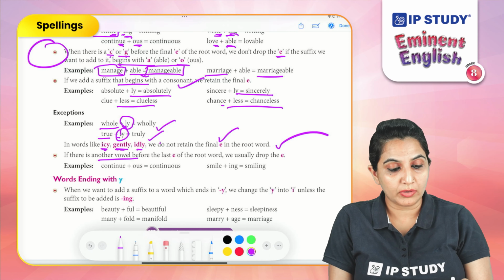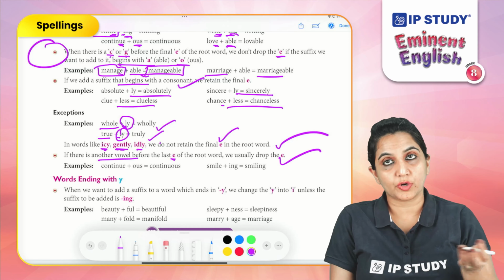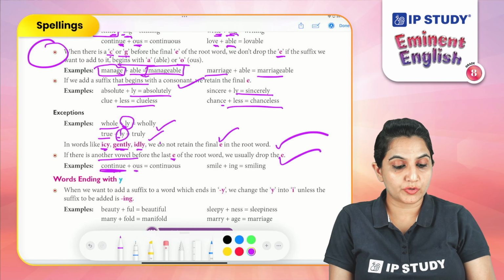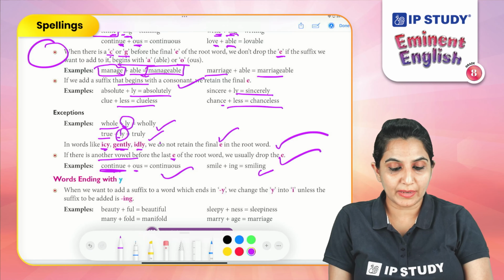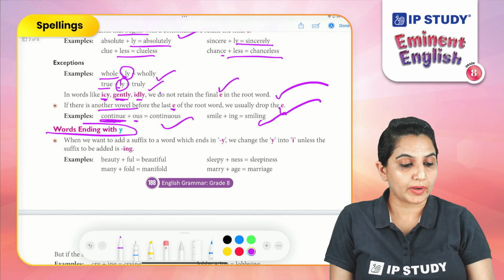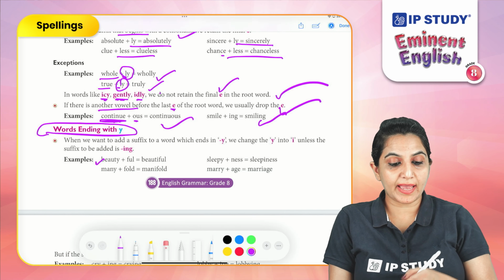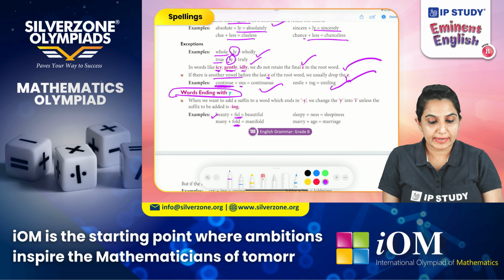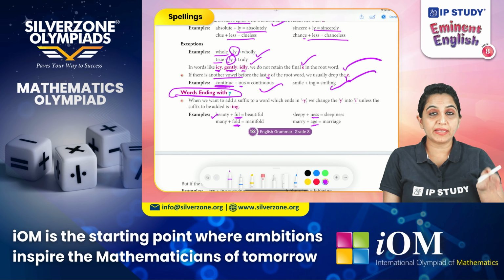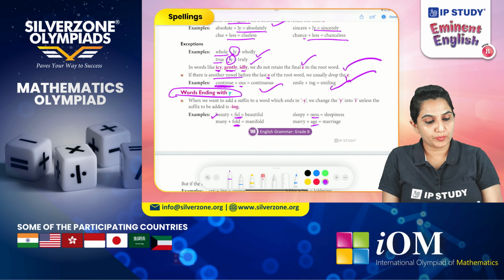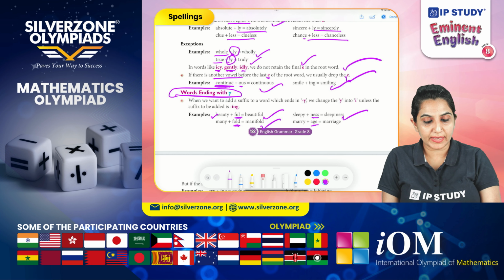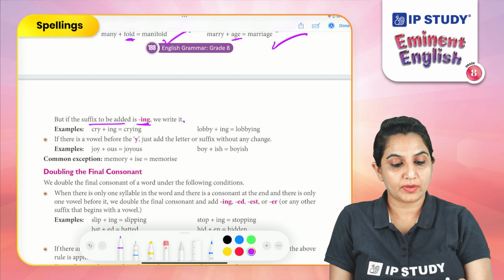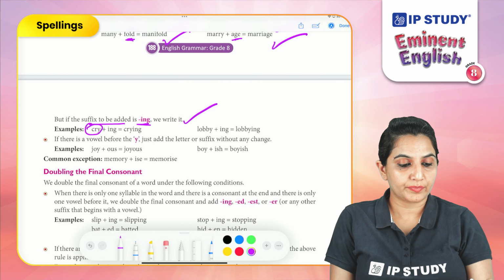If there is another vowel before the last E of the root word, we drop E, like continue. This suffix is beginning with a vowel, so we drop E to form continuous, smiling. Words ending with Y, like beauty: if we add a suffix to it, like ful, fold, ness, age, we replace Y with I. Beautiful, manifold, sleepiness, marriage.